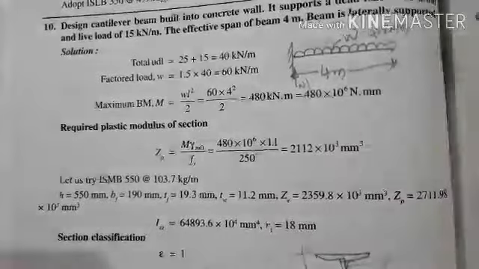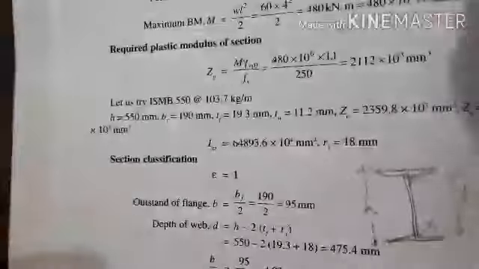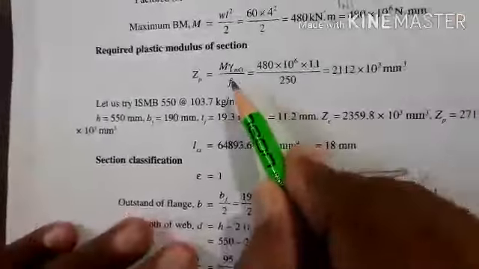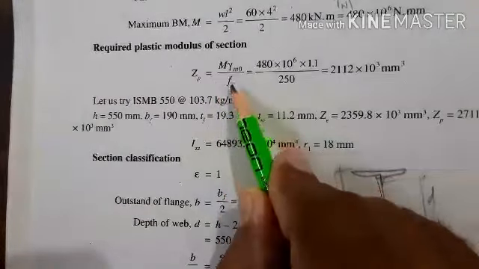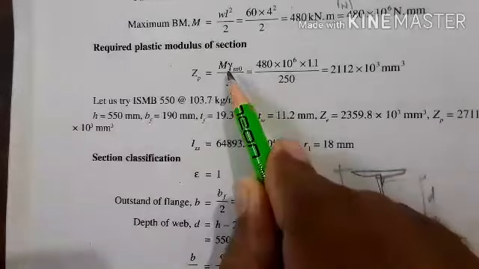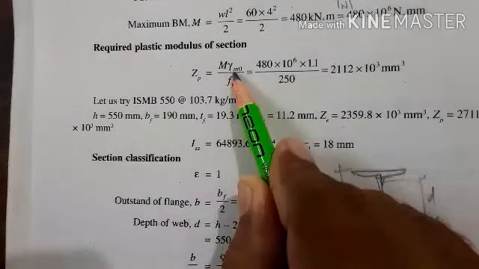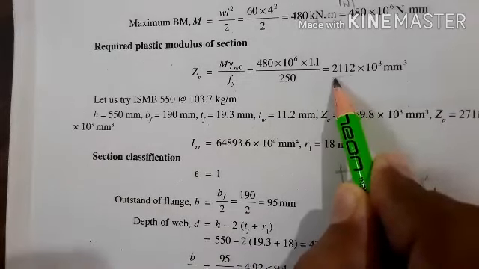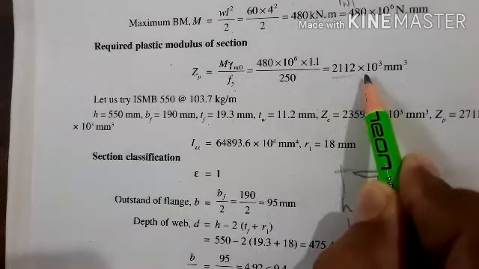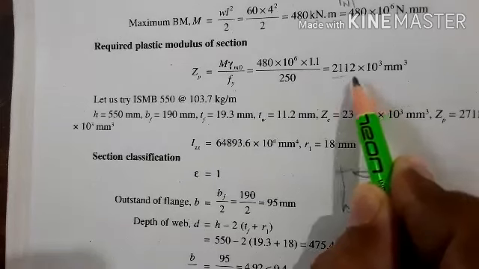Then next you have to calculate the required section modulus. The required section modulus, that is the strength of the section required, ZP is equal to M into gamma MO by Fy. Substitute the value of bending moment here, then the gamma MO, then the Fy. We get this much value, that is 2112 into 10 raised to 3 millimeter cube.